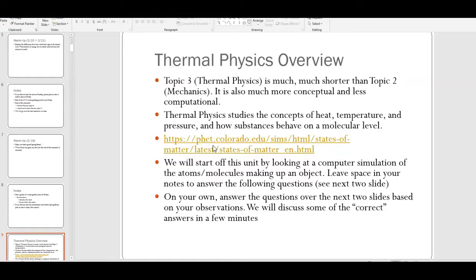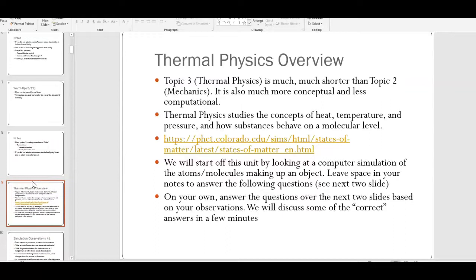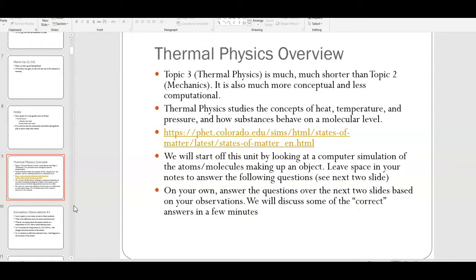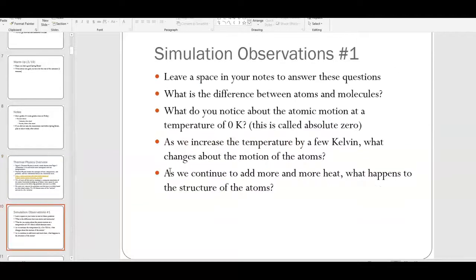So the first thing we're going to do is take a look at a simulation, and the link to the simulation is here if you want to pull it up on your own. I would encourage you to, in your notes, answer some of the questions that you're going to see on the next two slides, and try to do that on your own before we go over it, just to see how your answers compare to my answers. So we're going to look at the simulation here in just a second. And again, I want you to leave a space in your notes to answer these questions. So pause here if you need to write them down. Maybe take a look at the simulation on your own and see if you can answer some of the questions on your own.